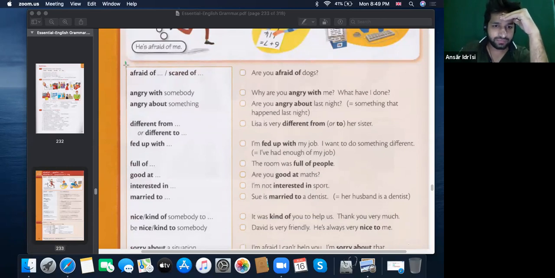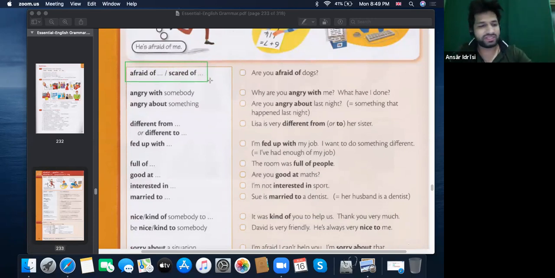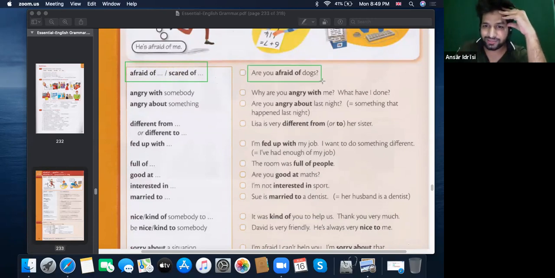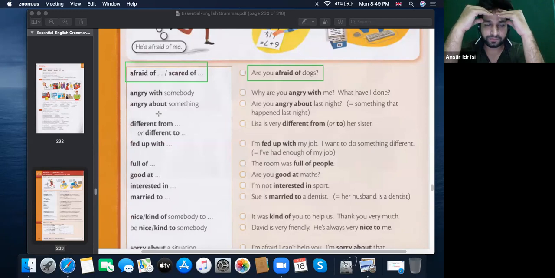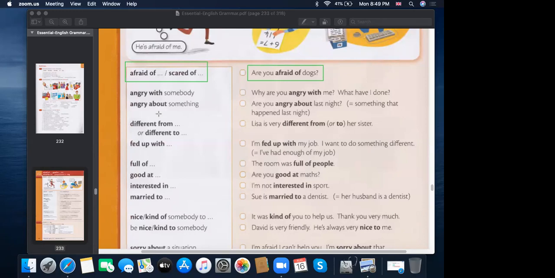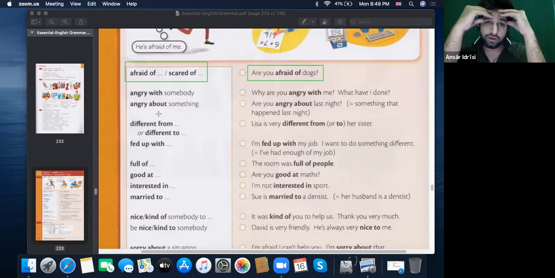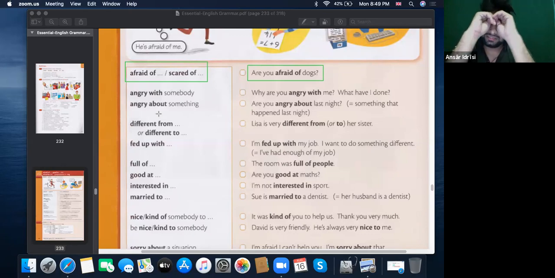Have a look here. Afraid of and scared of. किसी चीज से डर लगता है ना, उसके लिए हम लोग यूज करते हैं afraid of and scared of. For example, are you afraid of dogs? क्या आपको dogs से डर लगता है? Can you please give me some sentences with afraid of and scared of? I am afraid of lizards. I'm afraid of dogs. कुत्तों से डर लगता है.